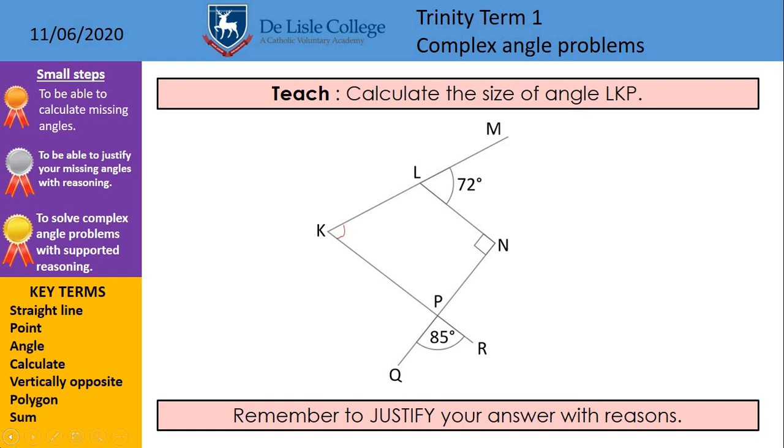Okay, and then last but not least, you're going to work out LKP, and I have just drawn a, well, quite a poor one, a little squiggly line there to show which one LKP is, and you need to justify all the angles you work out, and you can just simply draw them on your own diagram that you're going to sketch into your book.